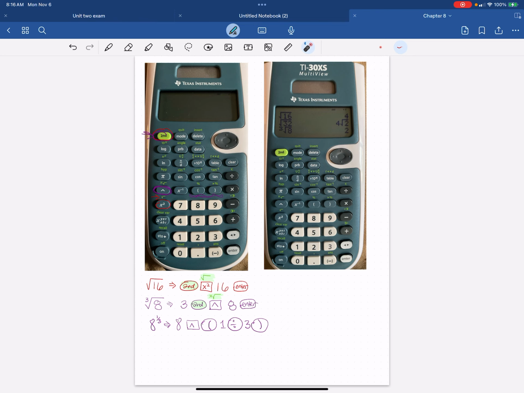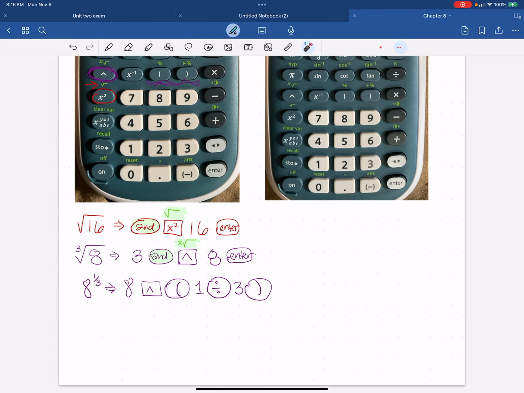The other way you can also type in is using fractional power. So remember, we have the third root of 8 is equal to 2: 3, second, the chevron key, 8 and enter. But the third root of 8 is also 8 to the 1/3. So how can you do that? You can do 8 and just do the chevron, and then I would do parentheses, and how do you get 1/3? 1. I wanted to just check to see if it works the other way too. If I do 8 raised to the fraction 1/3.